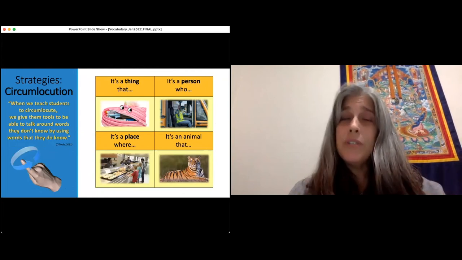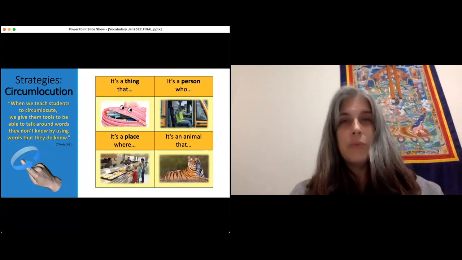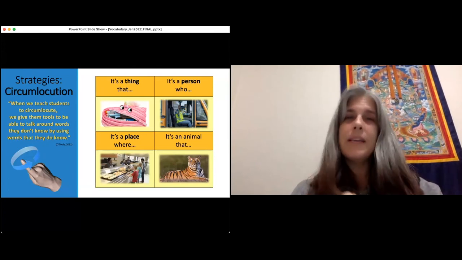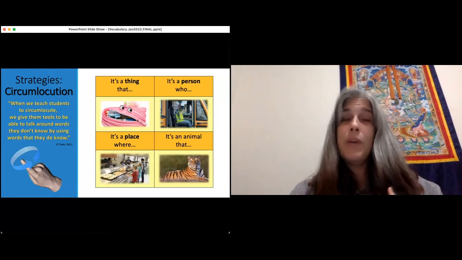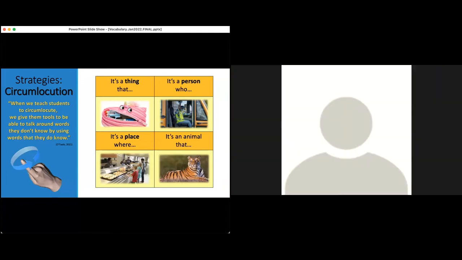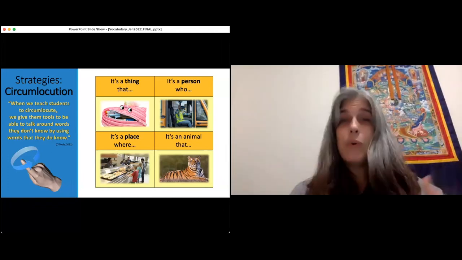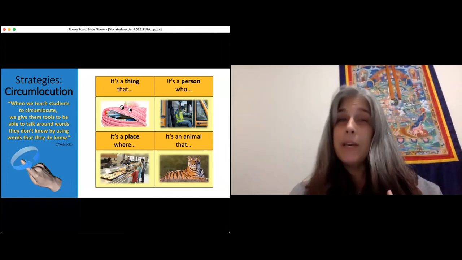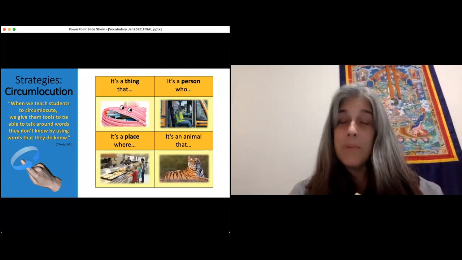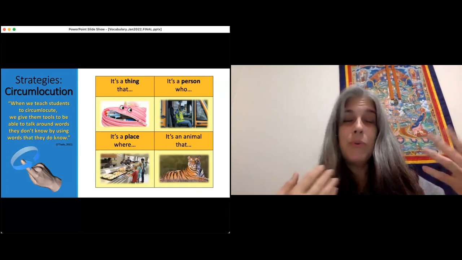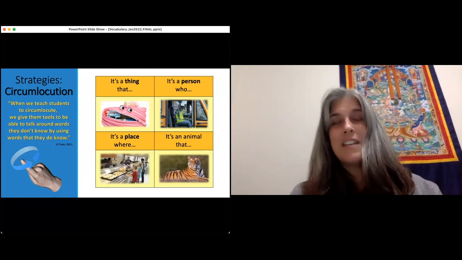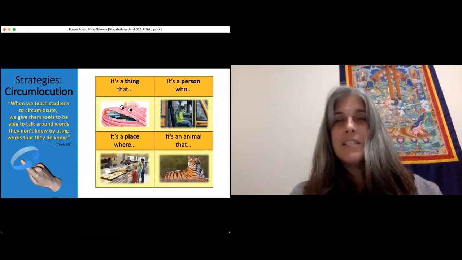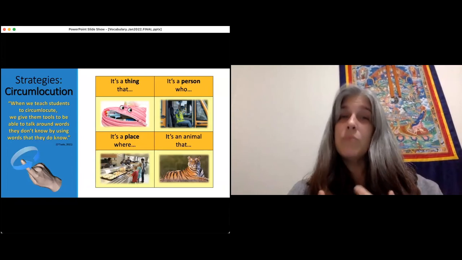And then, of course, circumlocution, working around a particular word so that they don't get stuck on the one lexical item that will keep them from communicating. We play games similar to the $20,000 Pyramid, if you remember that game, where students have to describe a particular word by saying it's a thing that, or it's a person who, it's a place where, or it's an animal that. In this case, this is very particular to my school and my students who carry their pencil cases around, and the tiger is our school mascot. So this has a lot of connections to our particular context, but using circumlocution is really valuable.